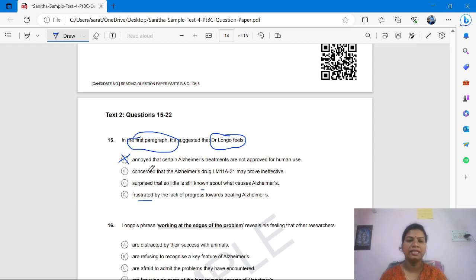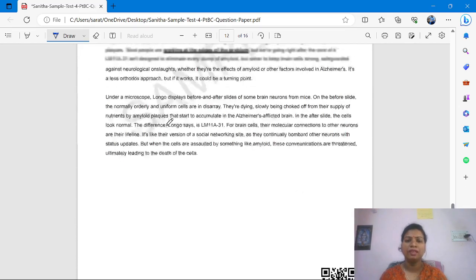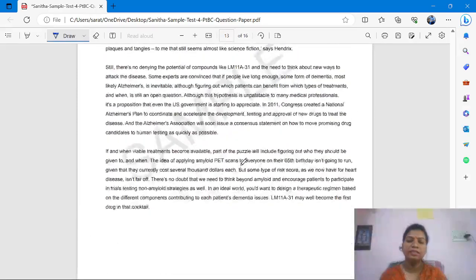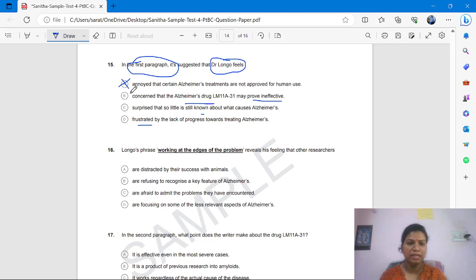Okay, second one: he is very concerned that the Alzheimer's drug LM11A-31 may prove ineffective. Is anything saying this drug is ineffective? The passage says if the ongoing trial continues to go the way he hopes, his new drug called LM11 could be a critical part of finally making that happen. But it is not saying anything about it being ineffective. So simply eliminate this option.